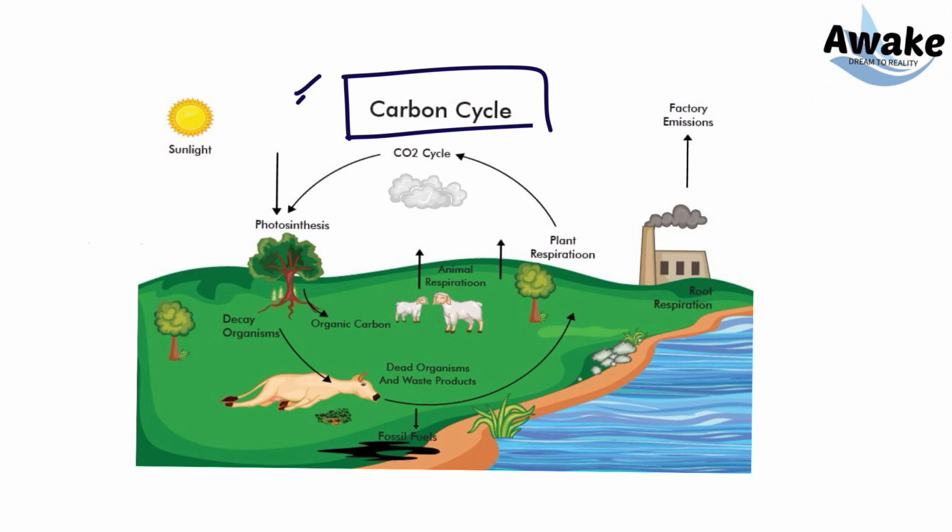Here we are trying to focus on the carbon cycle. See how photosynthesis gets the carbon dioxide from the environment. Basically we have the decomposition process, and animal respiration is also taking place. After that, factory emissions are there. So with the photosynthesis process happening, this carbon compound is stored here.